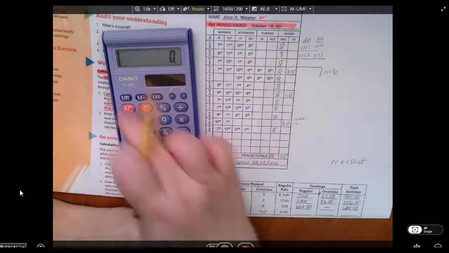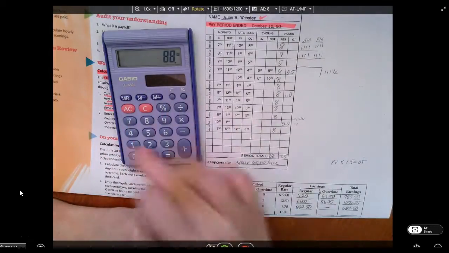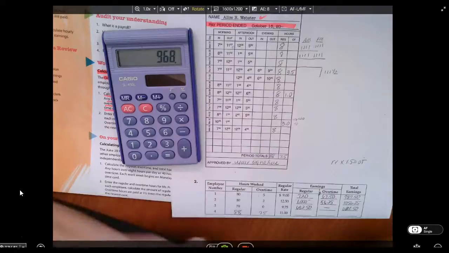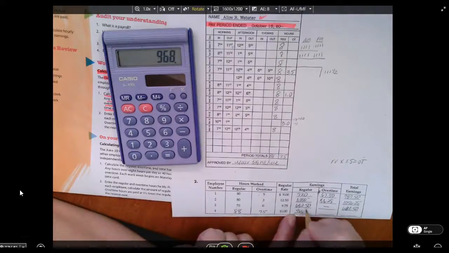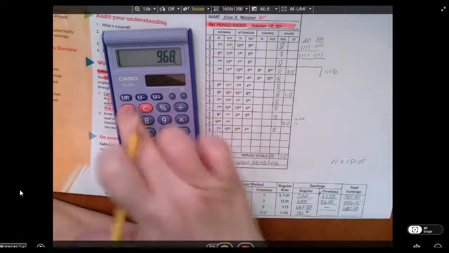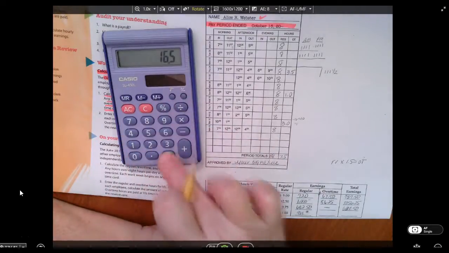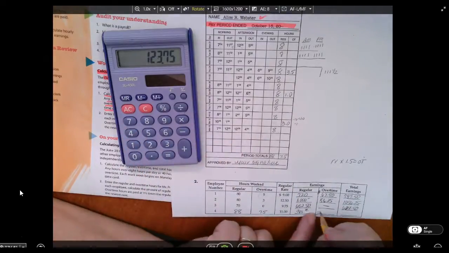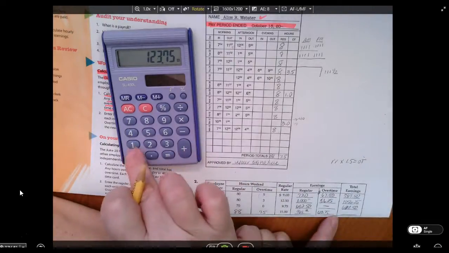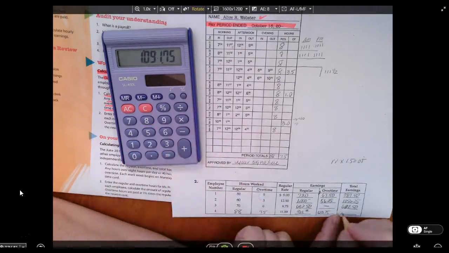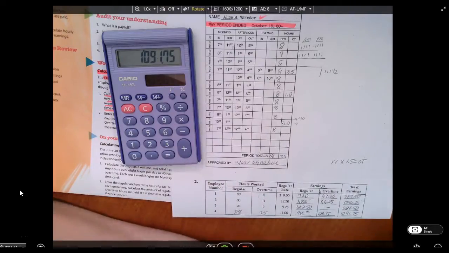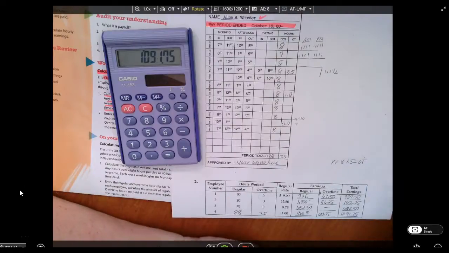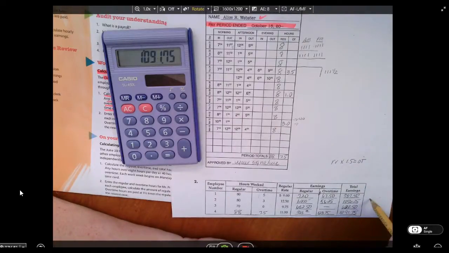Now we're doing Alice. She worked 88 regular hours times her $11 an hour. $968 is her regular pay. Now she makes $11 an hour times 1.5, $16.50 times the 7.5 hours. Add those two together. Gives you her total earnings. Okay, perfect. You have now just done a time card, and you have now figured out the employee earnings.